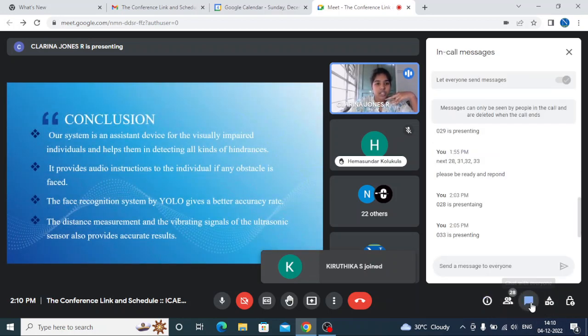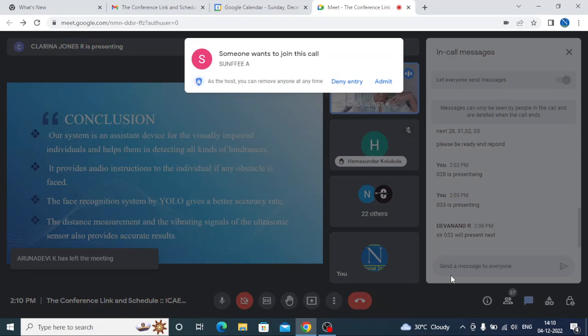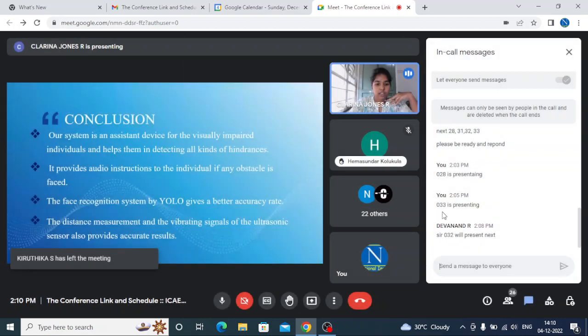So my conclusion is that our system is an assistive device for visually impaired individuals and helps them in detecting all kinds of hindrances. It provides audio instructions to the individual if any obstacle is faced. The face recognition system by YOLO gives a better accuracy rate. The distance measurement and the vibrating signals of the ultrasonic sensor also provide accurate results.